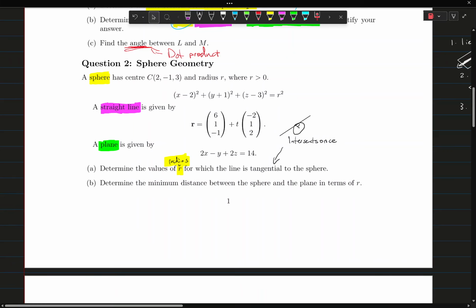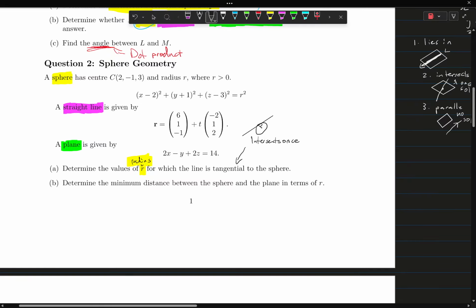So what we have to find is, one, the intersection, and two, the line being at right angles to the radius.